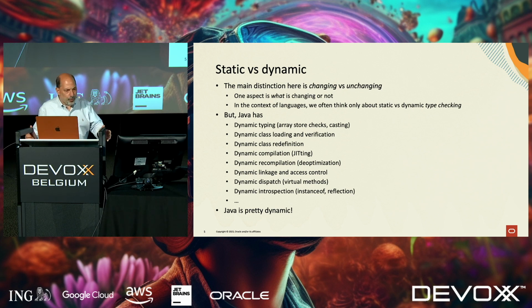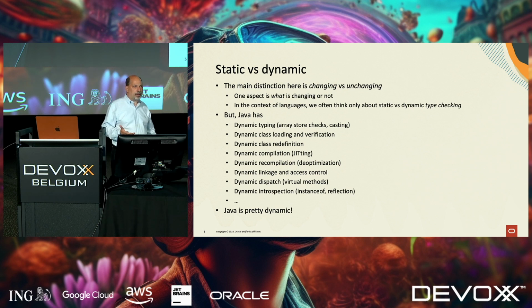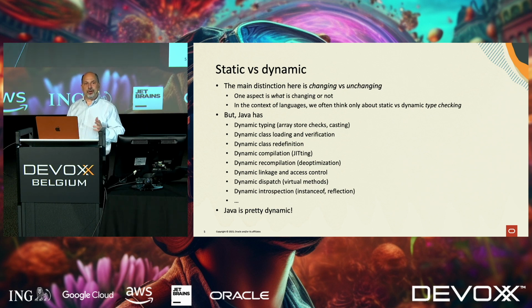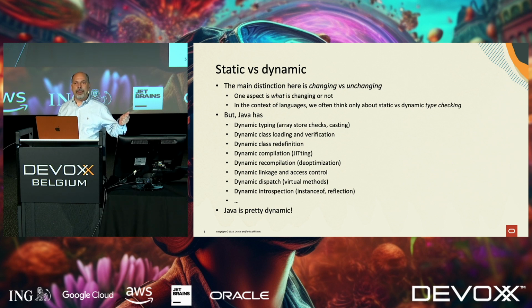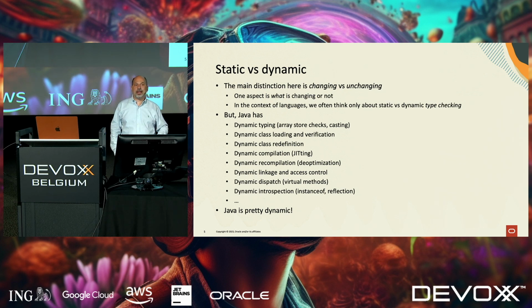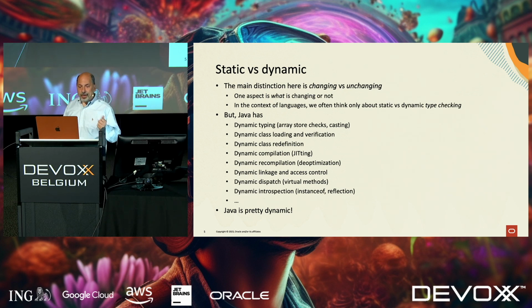And in the context when we talk about languages being static or dynamic, we tend to think of this strictly in terms of typing. Java is statically typed, Python is dynamically typed. But in fact, there are many, many other axes of static versus dynamic that languages and runtimes might engage in. So, for example, Java has, as I just talked about, dynamic typing. It also has dynamic class loading, dynamic class verification, dynamic class redefinition, dynamic compilation, which we call JIT compilation, dynamic recompilation, which we call de-optimization.